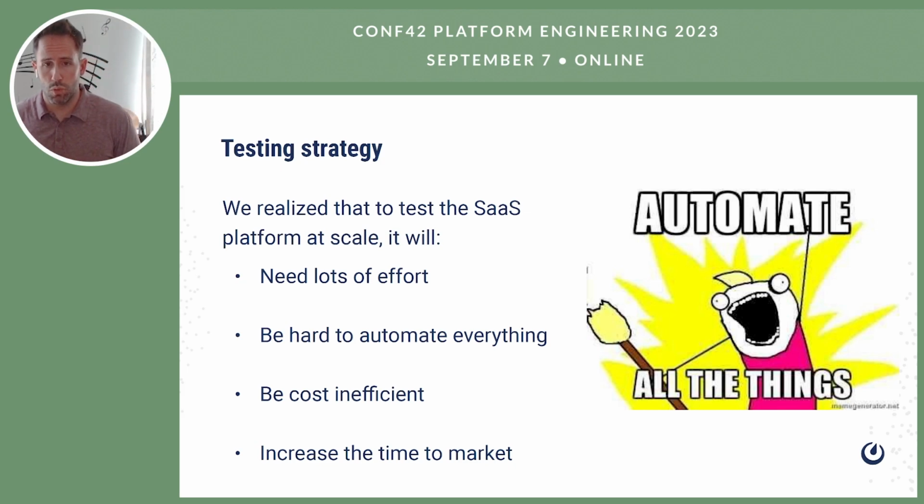As we discussed a few minutes before, we also identified the testing strategy, and we realized that testing the SaaS platform at scale would need lots of effort and be really complex, and it would be hard to automate everything. It would be cost inefficient because we'd run multiple customers and multiple workspaces with daily use and so on, and it would increase the time to market. It was really important for us to launch Mattermost Cloud fast.